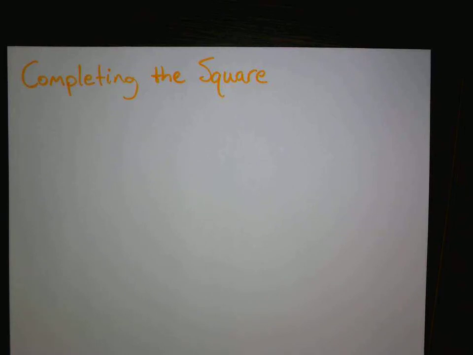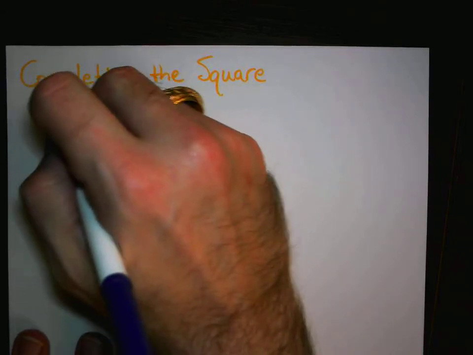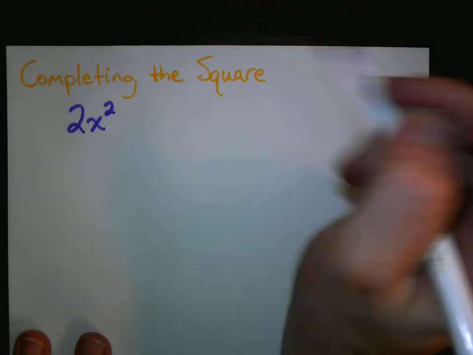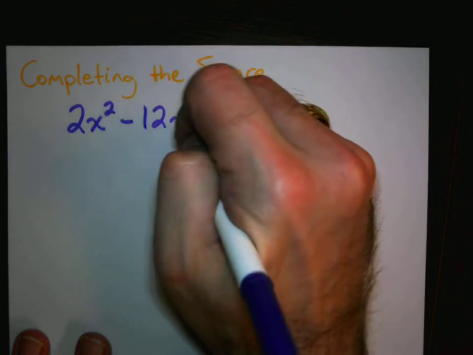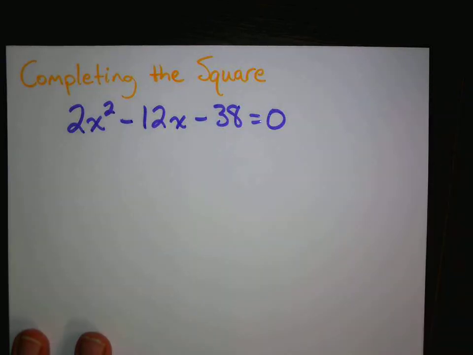The final method we want to use to solve a quadratic equation is called completing the square. And to do this process, I'm going to use the same quadratic equation that I used with the quadratic formula in the last video. So that was 2x squared minus 12x minus 38 equals 0.